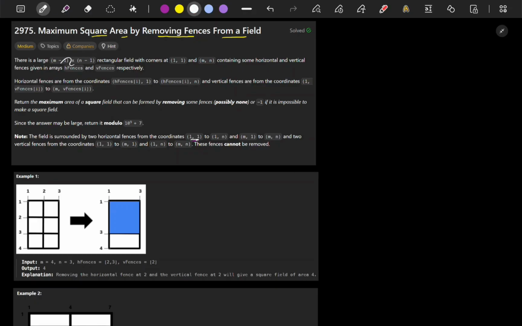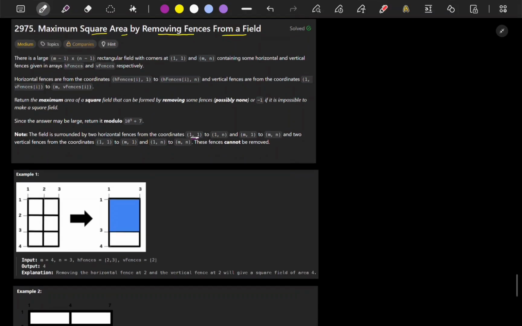So the question is, there is a large (m-1) by (n-1) rectangular field with corners (1,1) and (m,n), containing some horizontal and vertical fences given in the arrays hFences and vFences respectively. Horizontal fences are from the coordinates this and this. Let me first make you understand what the question is.